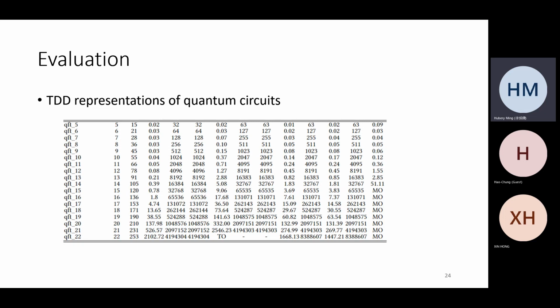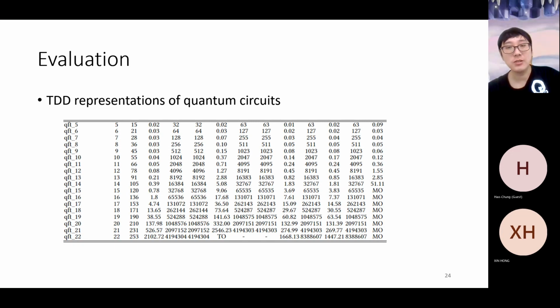My colleague has some questions. Recently, China announced they used Tensor Network to beat the Google quantum supremacy. How does your work differ from the Tensor Network approaches?